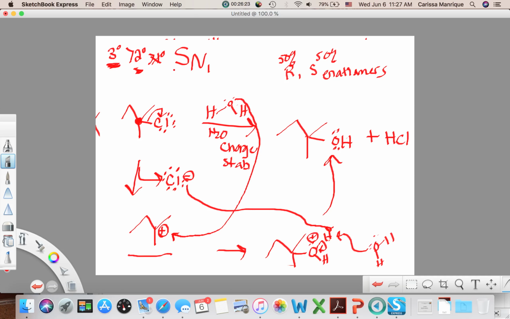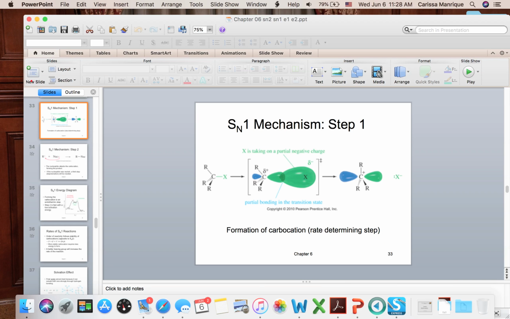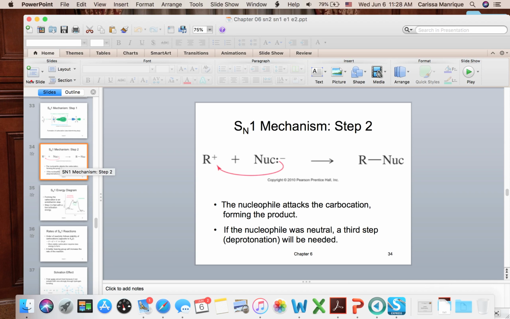So that's SN1. So it's two steps. So don't think of 1 and 2 as in how many steps. Think how many things happen in your first step. In SN1, only the leaving group leaves. In SN2, the leaving group leaves and the nucleophile attacks. So here's just showing the nucleophile attacking the positive charge.